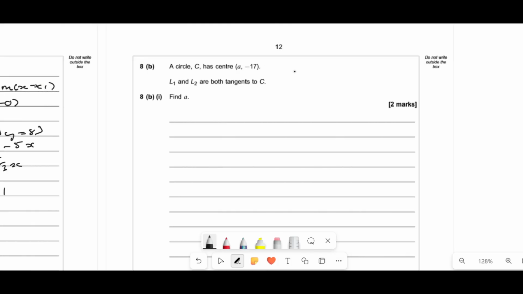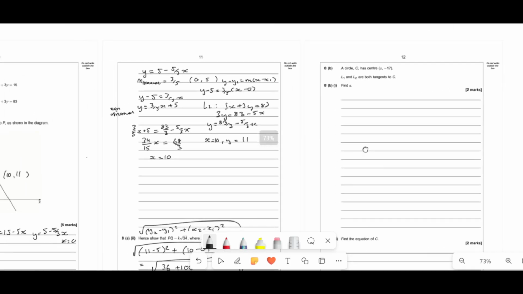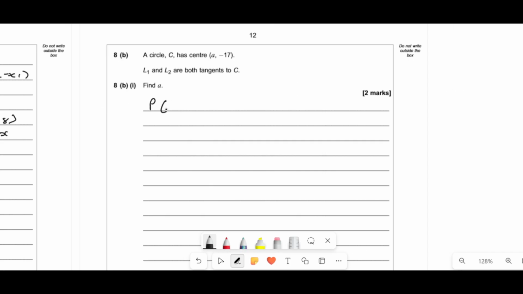So now it says a circle C has the center A, 17, and L1 and L2 are both tangents to C, so it says find A. Okay, so we know from before that P lies at (0, 5) and Q lies at (10, 11).